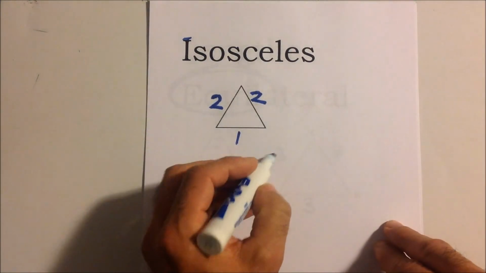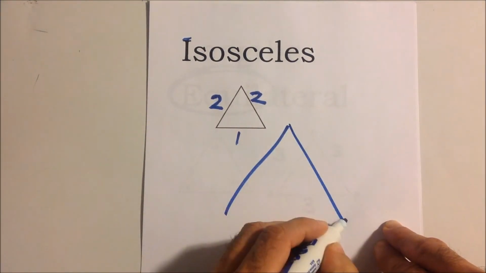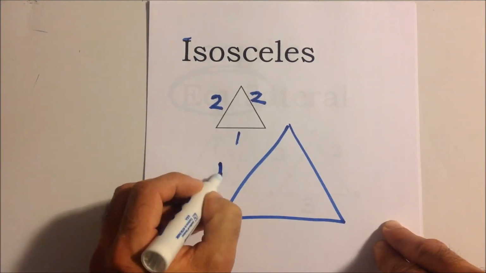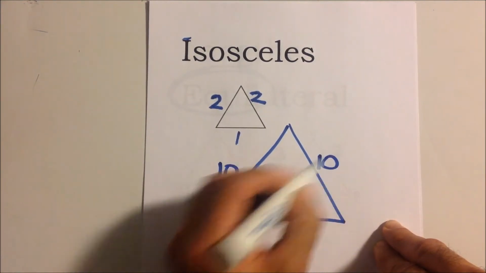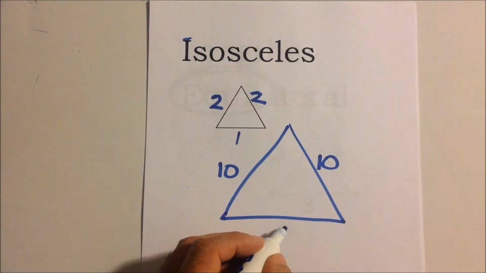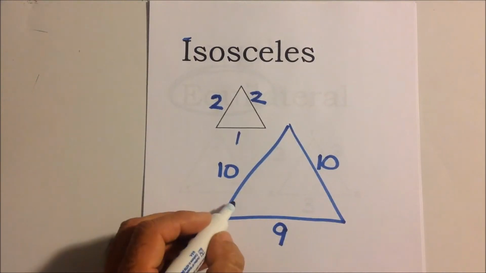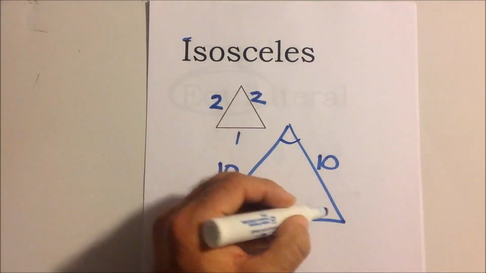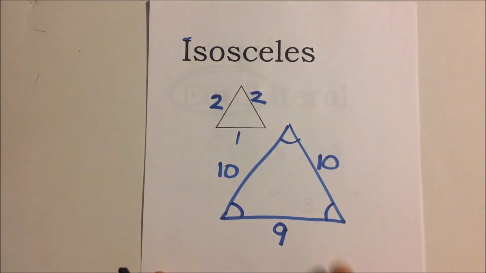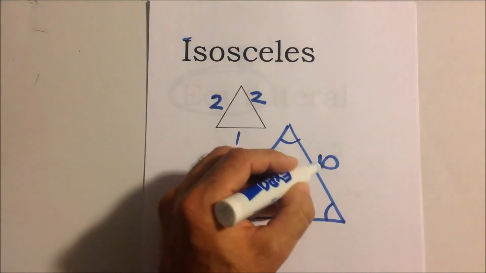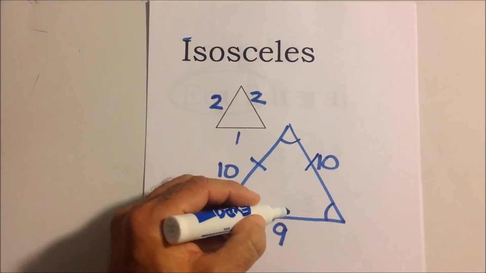So let me draw a bigger triangle here. Again, we can have a triangle like this, and let's say this was 10 units and that was 10 units. Well, this one, let's say, was 9 units. Then you have an isosceles triangle. Right, and if I put these half circles here, that represents the degrees. Now on an isosceles triangle, two angles are the same, so we can put those slashes like that.